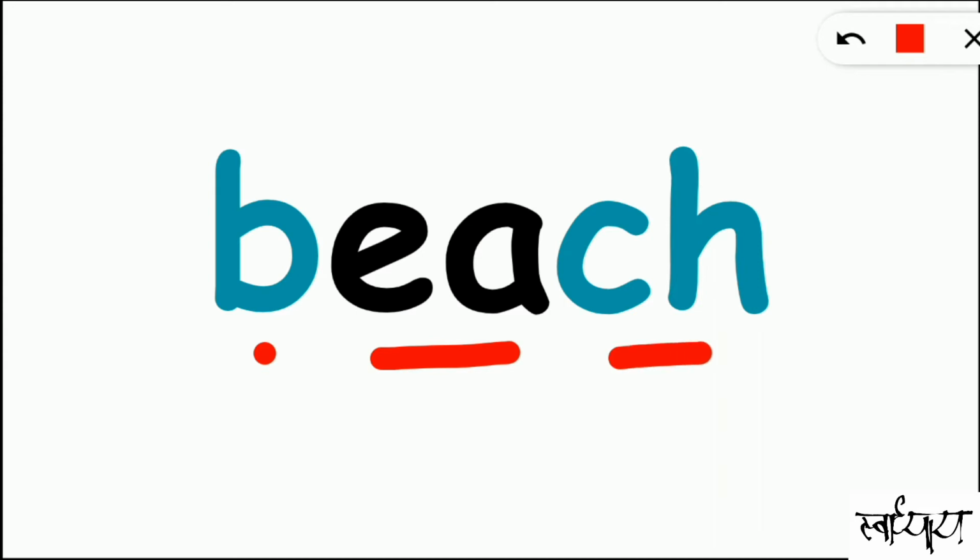Beach. In this word beach, we have two digraphs. One is EA, the vowel digraph, and another one is CH. This is a consonant digraph. We already learned about the consonant digraph CH. To watch the videos, please click on the link above. Beach.